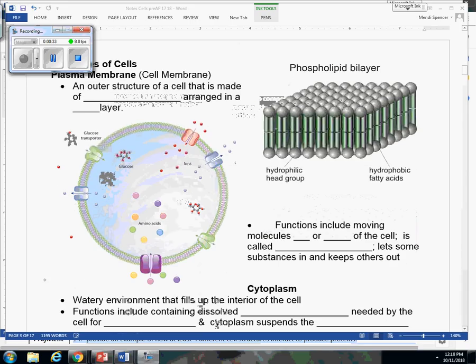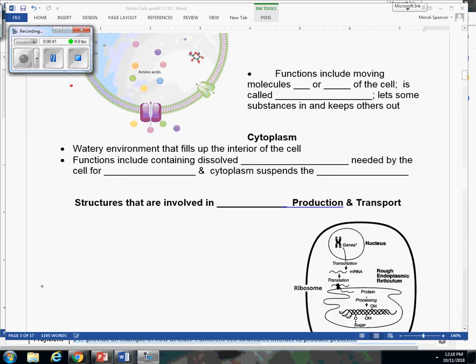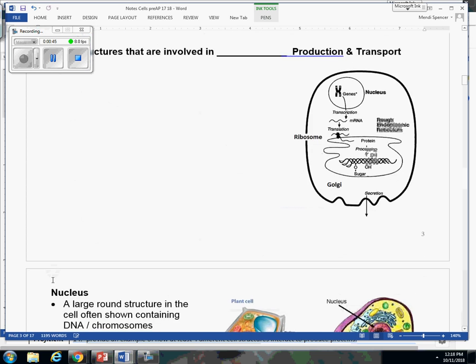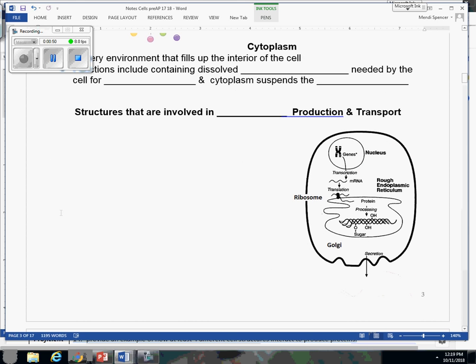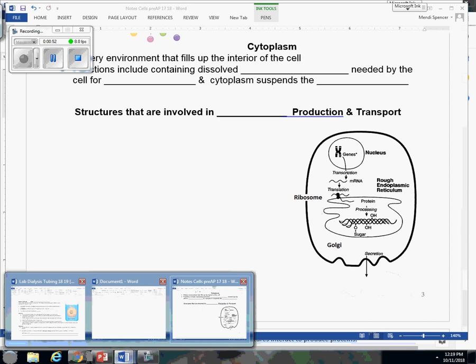On this page, we started going through the different parts of the cell. You need to be able to identify them and tell me what they do. What are the functions of these cell parts in cells? And we looked at the plasma membrane and the cytoplasm. And today we're going to continue on. We're actually going to stay right here. We're going to continue on looking at these different cell parts.